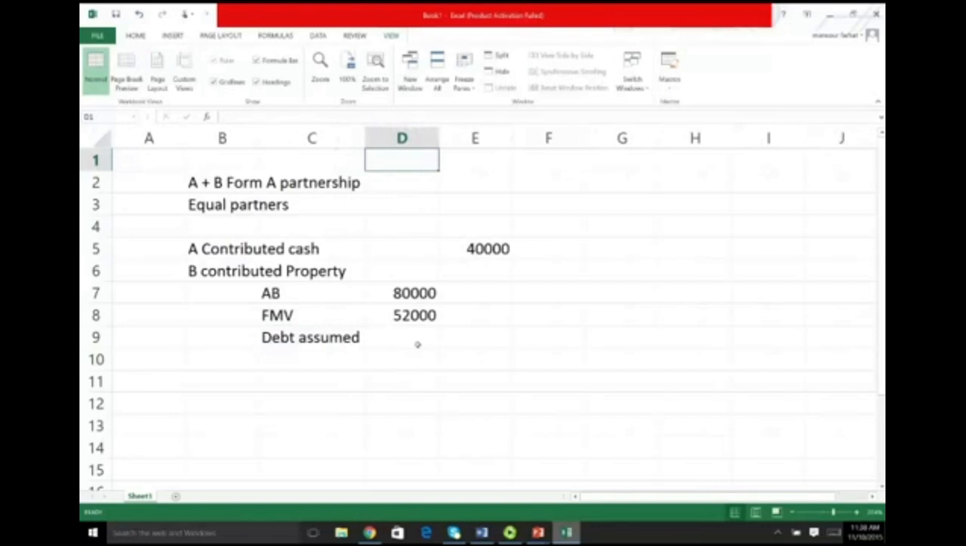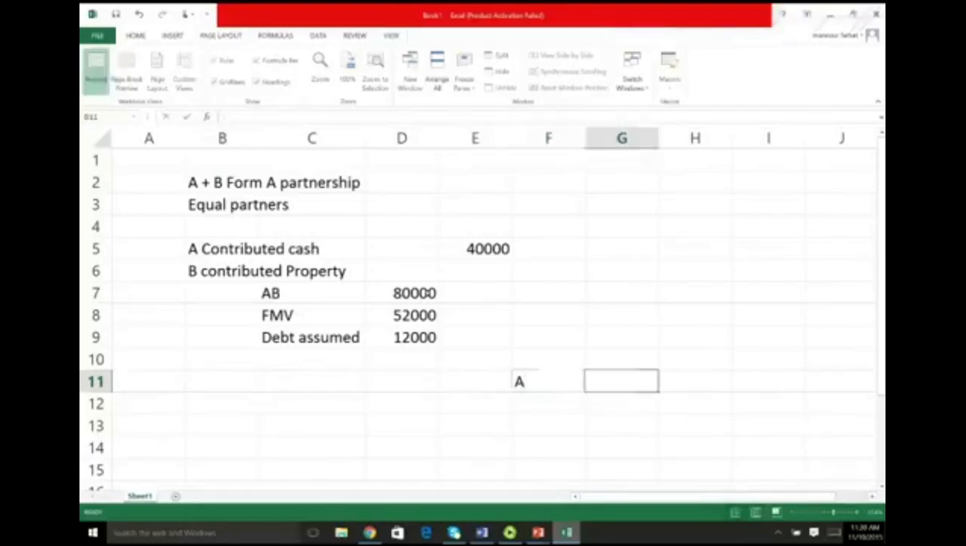So debt assumed with this property is $12,000. We contributed this property, and we also contributed a liability with it of $12,000, and the partnership assumed the liability. We're going to assume that the partnership has no debt or anything. This is just a clean slate. So let's start to calculate the outside basis for each partner.